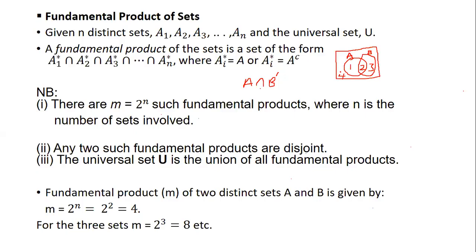We can also call it 4. For it outside A, we have A complement. Are you okay? And it's also outside B, so we also have B complement. So we can call 4 A complement intersection B complement. Is that okay? Yes, please. That's why I said A star can be A or A complement. So we are just forming the necessary intersections that we can get from the given sets. And this is what we call the fundamental product.